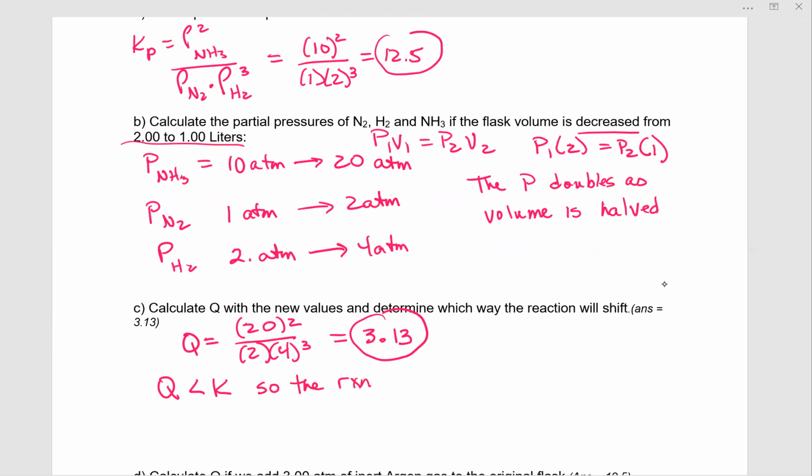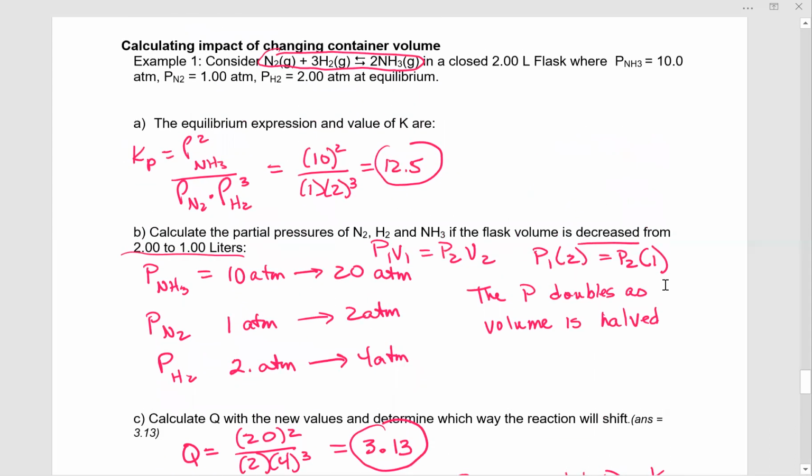I'm going to abbreviate that. Shifts forward until Q equals K. So Q less than K, the reaction shifts forward until Q equals K.